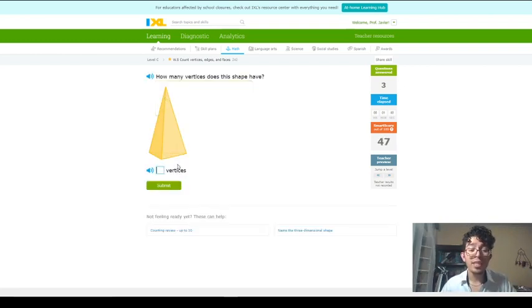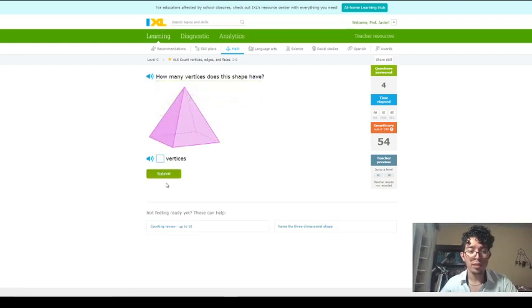How many vertices does this shape have? ¿Cuántos vértices tiene esta figura? Remember, the vertices are the places where the lines meet. Recuerda que los vértices son los lados en donde se encuentran las líneas. They also are called corners. También les puedes decir esquinas, ¿ok? So this one has 1 here, 2, 3, and 4. It has 4 vertices.